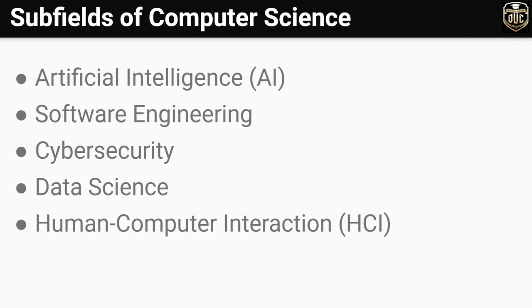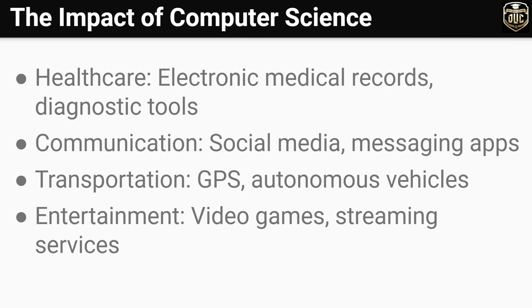Cybersecurity involves protecting systems, networks, and data from digital attacks. Data science uses algorithms, data analysis, and machine learning to extract insights from data. Human-computer interaction, HCI, studies how people interact with computers and designs technology that fits human needs.